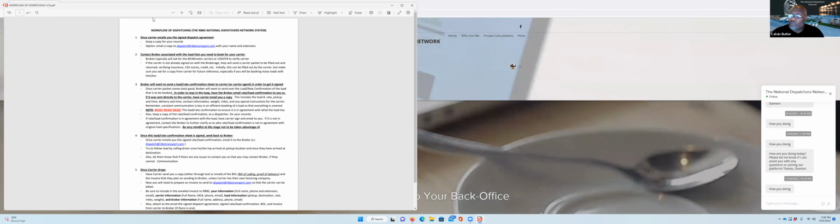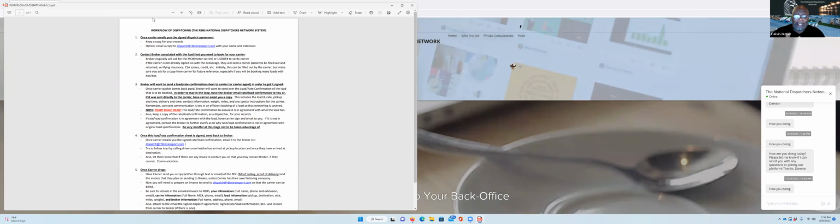Right there where it says, once the carrier emails you the signed dispatch agreement. Because remember, your daily workflow really consists of, and you're going to be doing this every day until you get to a point where you don't want to grow your business anymore, calling up what? Carriers. Okay, because you're trying to build your business, right? Yeah, right. So here's what I suggest.